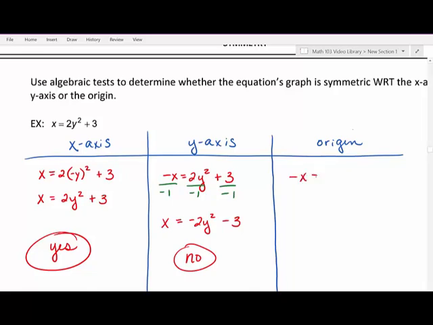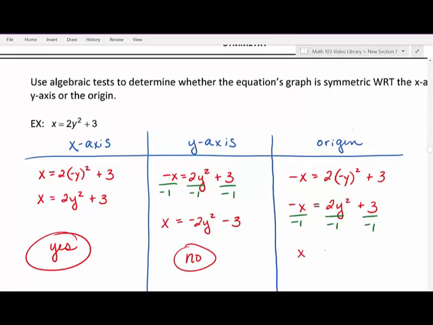So that'll be negative x equals 2 times negative y squared plus 3. We want to clean it up any way that we can. We do have negative y raised to the second power, so we want to simplify that. Negative y times negative y gives us positive y squared. That's 2y squared plus 3. I compare it with the original. It's not the original. Is there anything else I can do? My only other move is to divide everything by a negative 1.